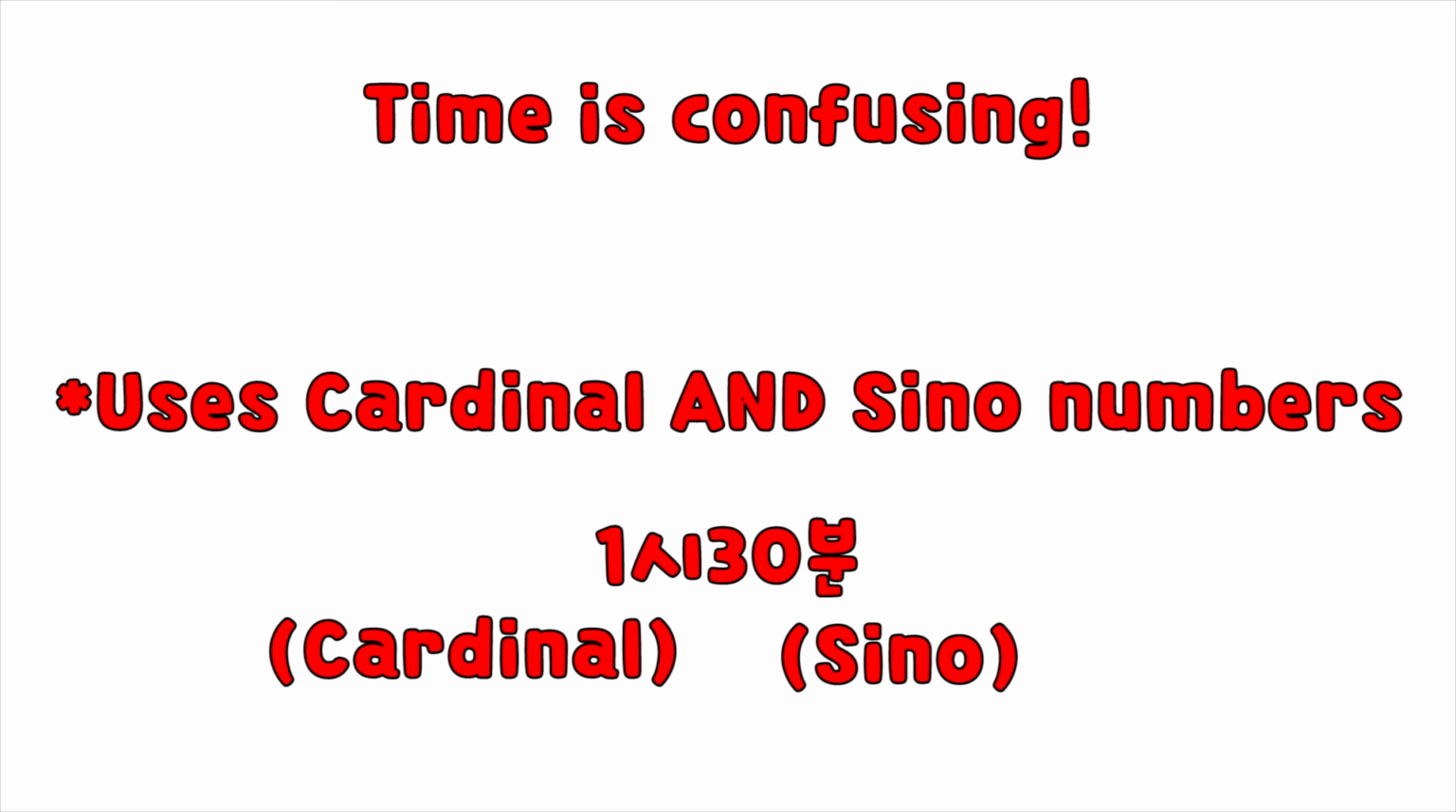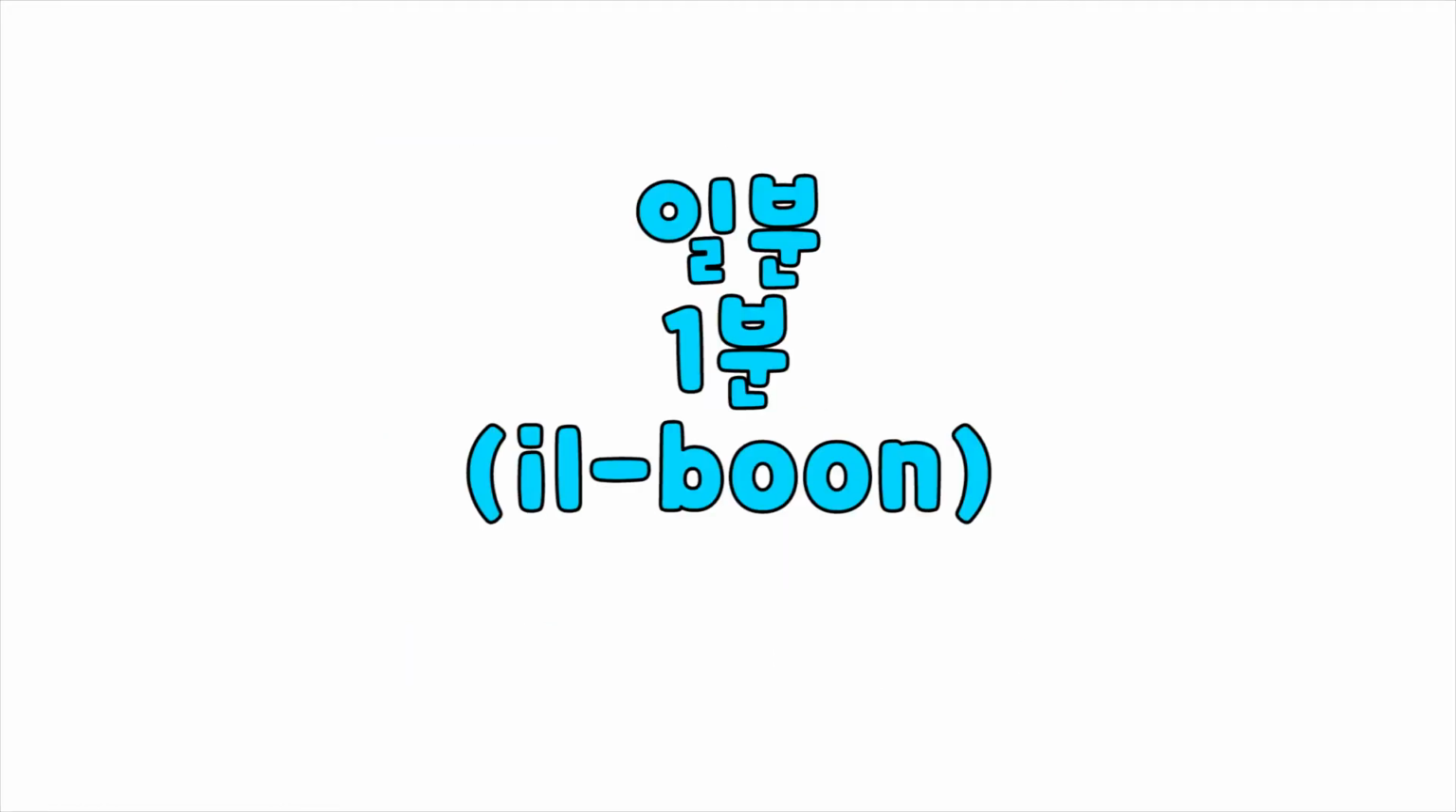So when we talk about the hour, we use the cardinal numbers. Now, when we talk about the minutes, which is 분, we have to use the Sino numbers. So this is where it gets complicated because we have to mix both styles. So if we want to say 1 minute, that would be 1분. 1 is 일, 분 is minute. So 1분.